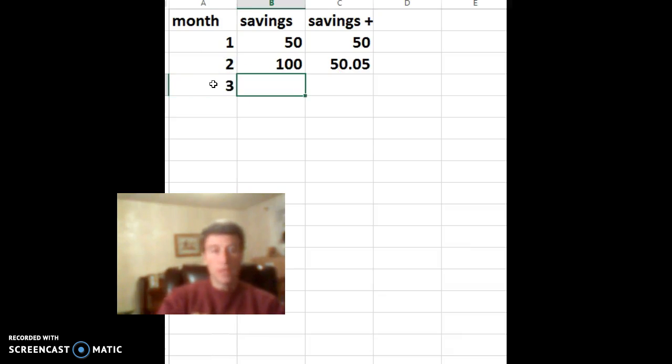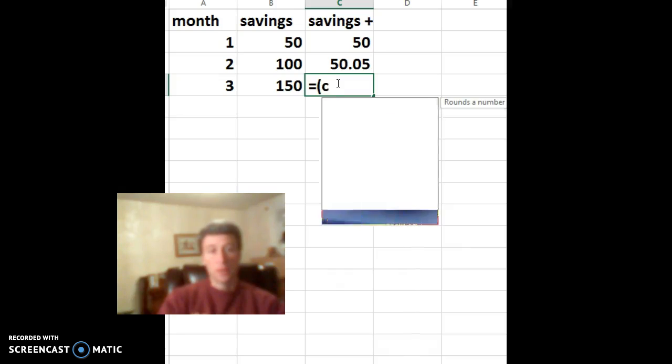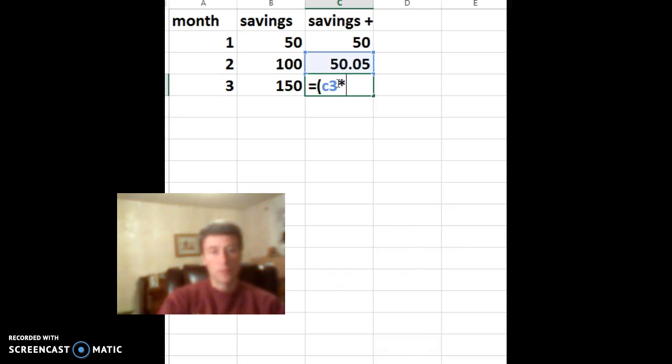Well, month 3, I get B3 plus 50. Oops, I didn't put my equals. If you put your equals, then it does the calculation for you. And I say, okay, that's my C3 times 0.001 plus 50.